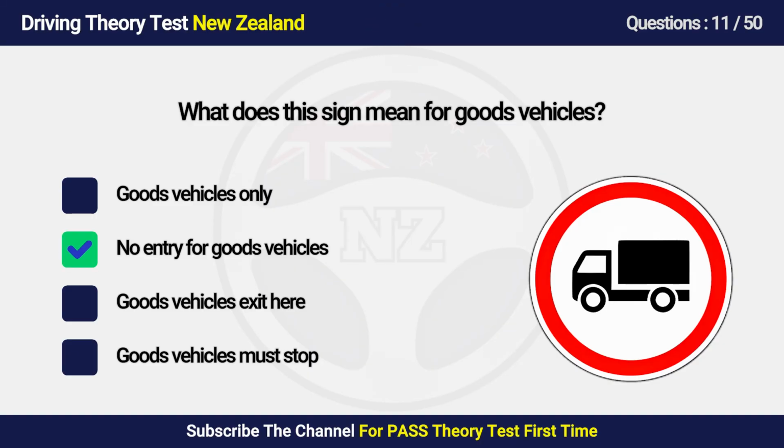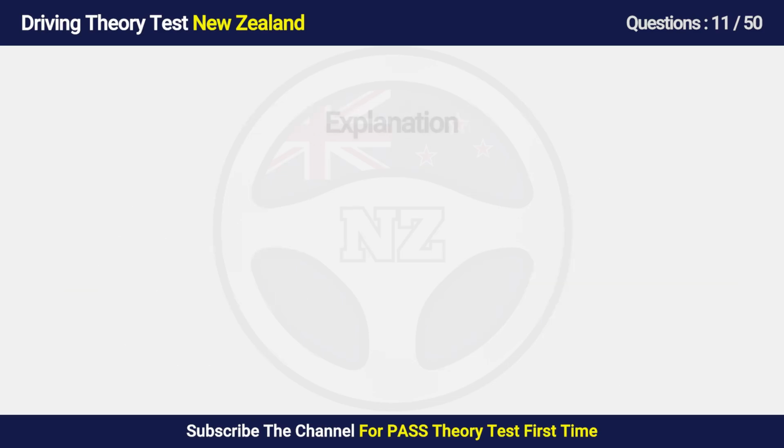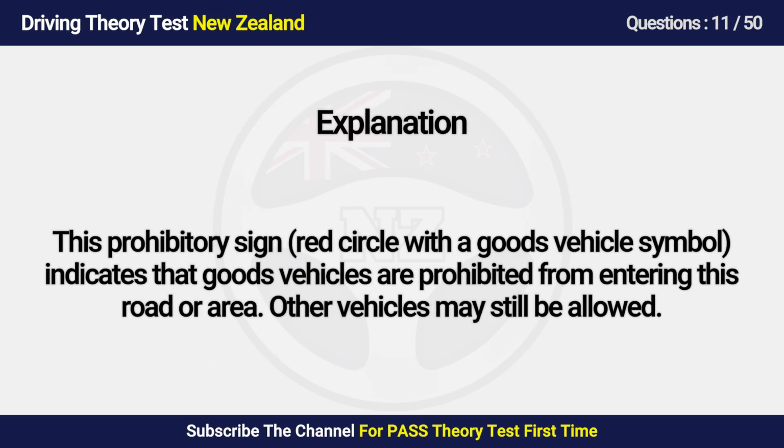Answer is B, no entry for goods vehicles. This prohibitory sign, a red circle with a goods vehicle symbol, indicates that goods vehicles are prohibited from entering this road or area. Other vehicles may still be allowed.